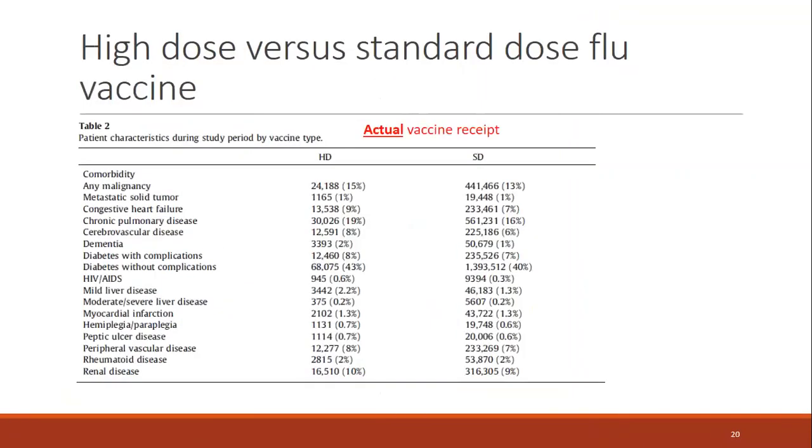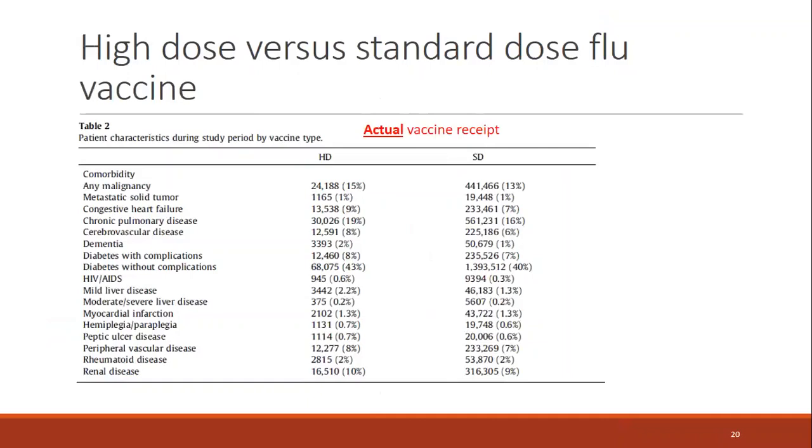Here's looking at the high-dose flu vaccine versus standard dose. So this is based on actual vaccine receipt, high dose versus standard dose. And this one was a huge study, so you don't see the differences quite as clearly here. But what you do see, as a general trend, is that those in the high-dose vaccine group tended to have slightly fewer comorbidities than those in the standard dose.